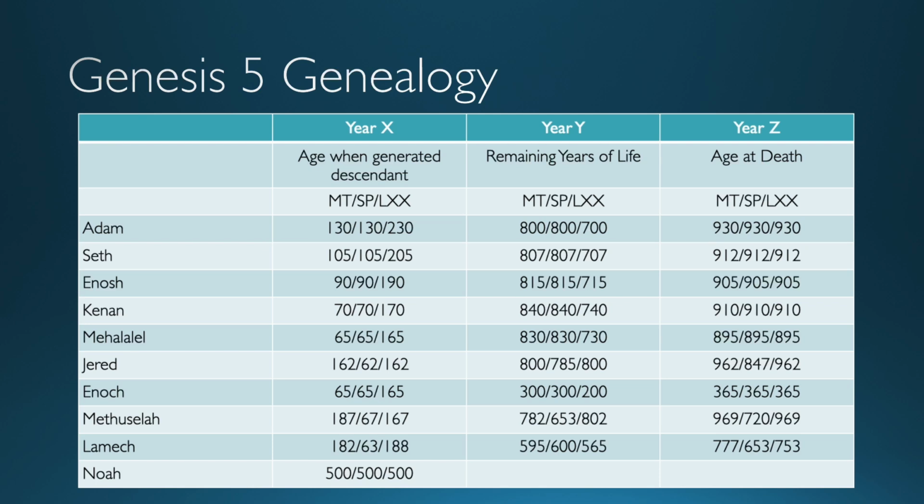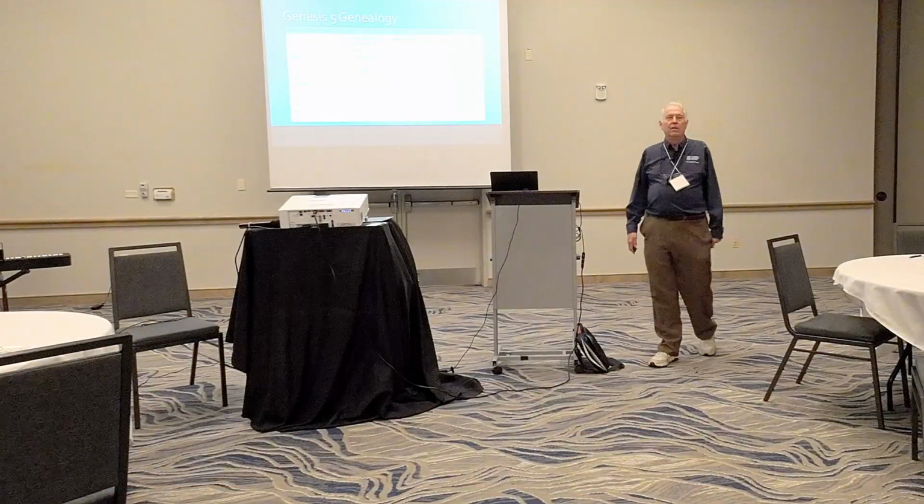Okay, and these are all the people. You can see the numbers all look fairly related to one another until you get up here. The number in the Masoretic text doesn't look anything like these two numbers, which appear to be related to each other. So something's going on.